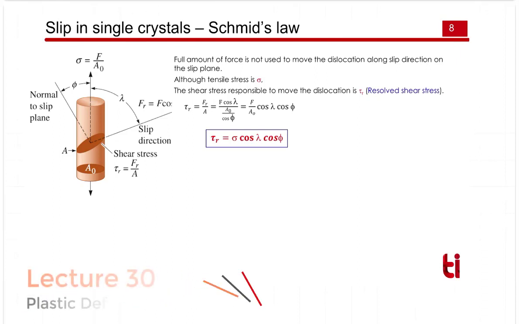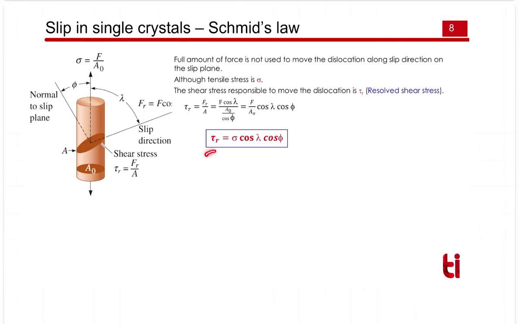So the shear stress which is acting on this slip plane will be shear force Fr divided by A, the area of this slip plane. So you can calculate the resolved shear stress will be tau r equal to sigma cos lambda cos phi. So ultimately the tensile stress which you are applying is acting as a shear stress in that slip plane, which is equivalent to sigma cos lambda cos phi.